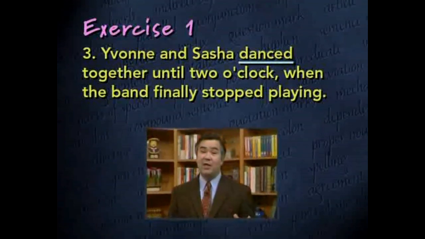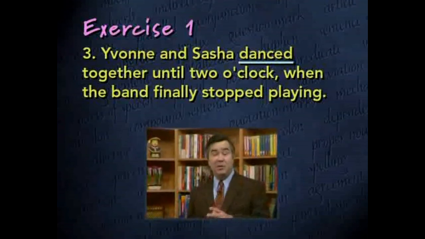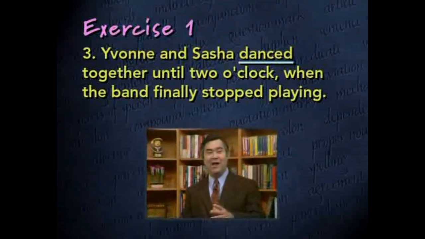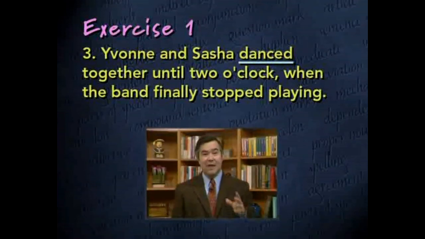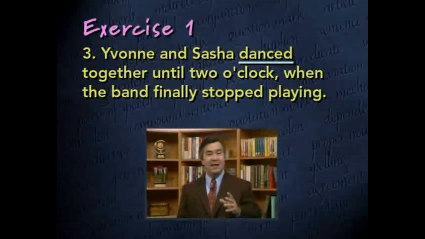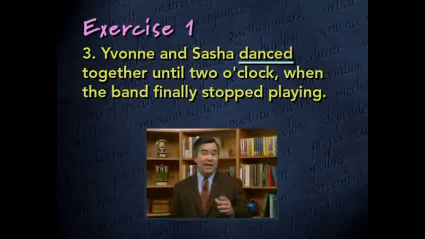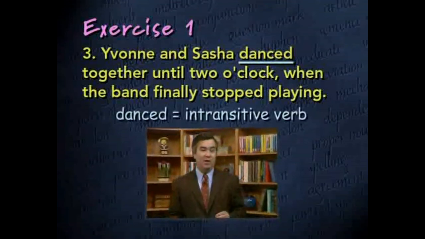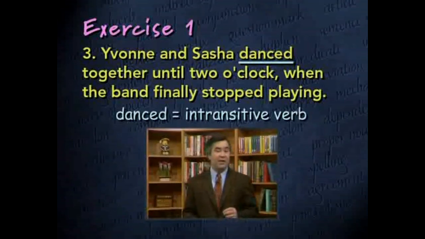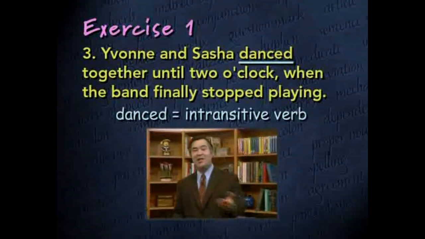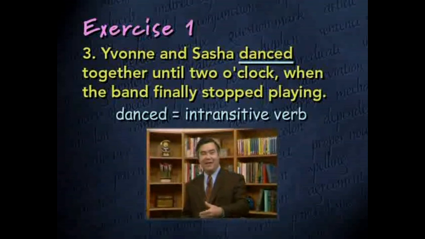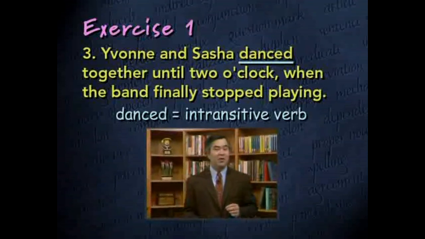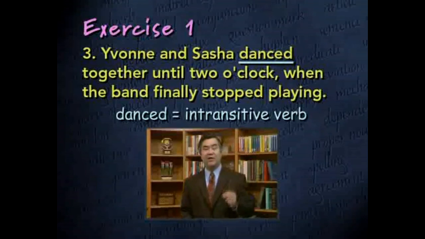Neither one, however, is an object, and neither one is being linked to Ivan and Sasha. Neither one tells us what Ivan and Sasha were. Therefore, the verb danced, in this case, doesn't have an object, and it's not being used as a linking verb. It is an intransitive verb. Remember that an intransitive verb is a verb of action that doesn't have an object receiving the action, and that's the case in this sentence. The verb danced is being used here as an intransitive verb.